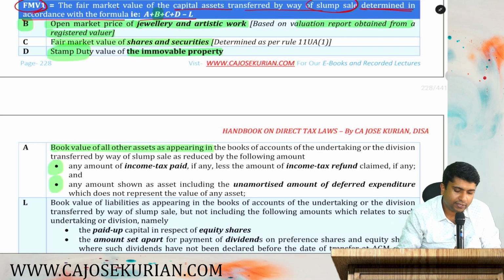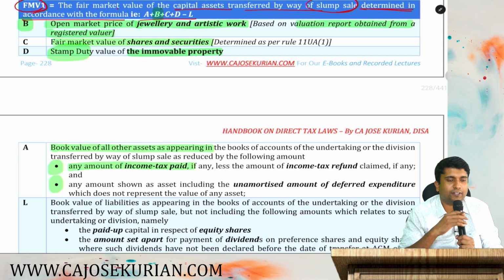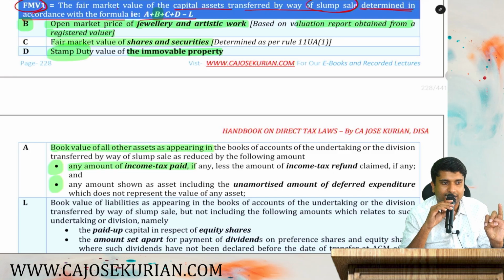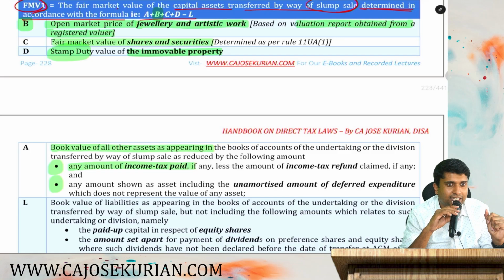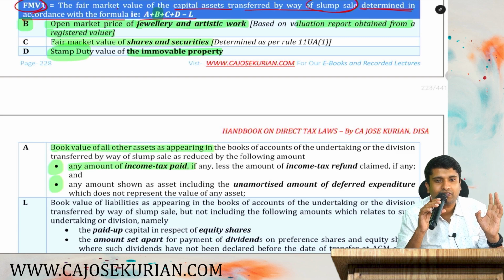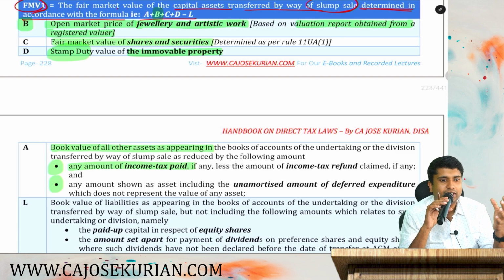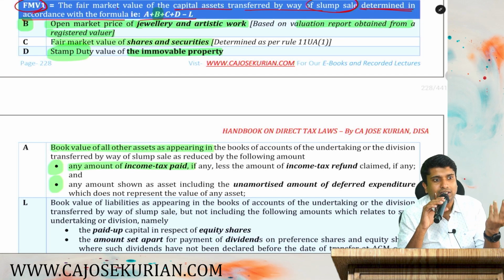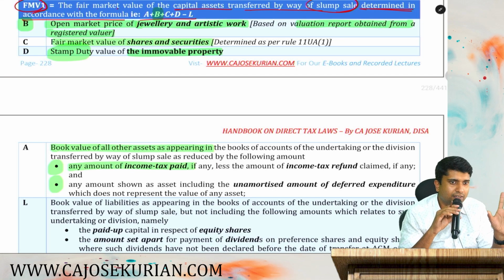What is number one? Any amount of income tax paid less by income tax refund. Say for example TDS, TCS, advance tax, etc. Net off by the refund. If it is there in the balance sheet side, ignore. Why? I cannot transfer TDS, TCS, advance tax, etc. to someone else. I only can get a refund. So ignore that value of asset.